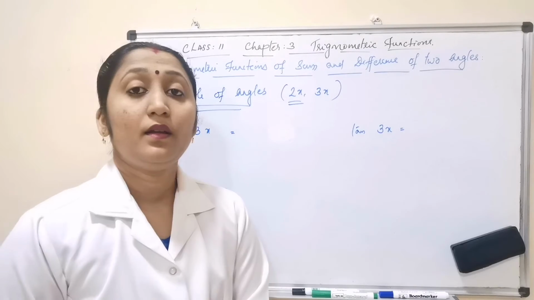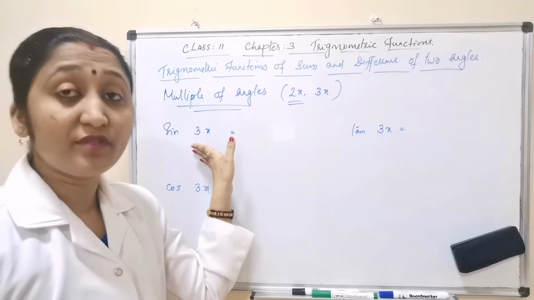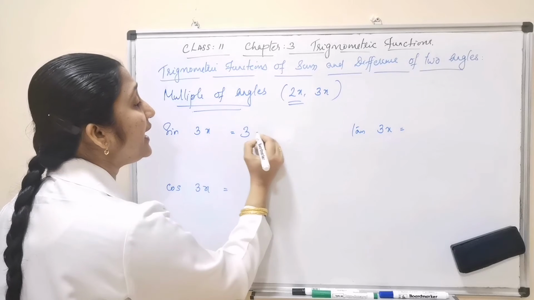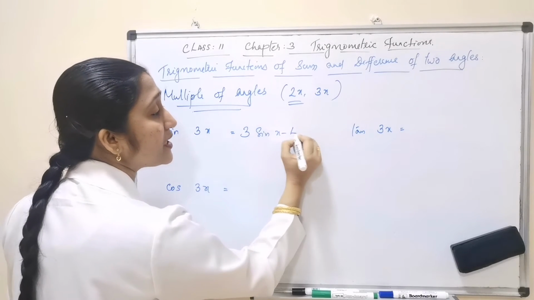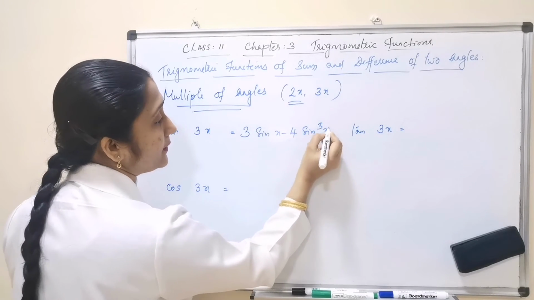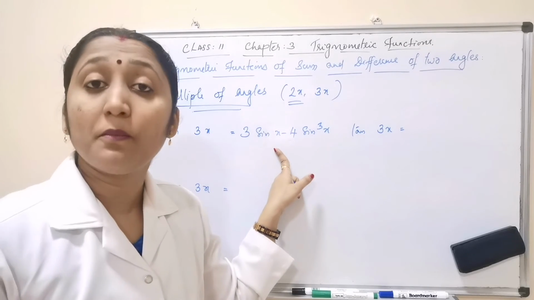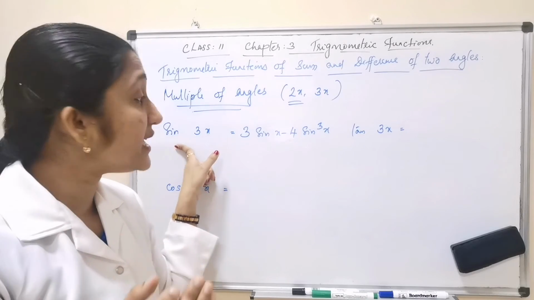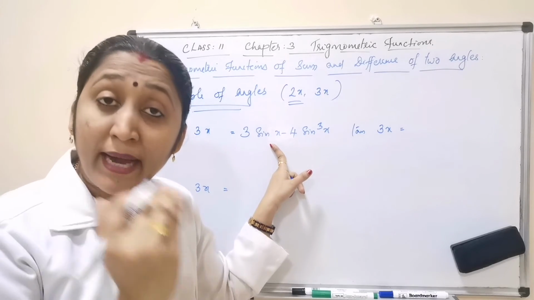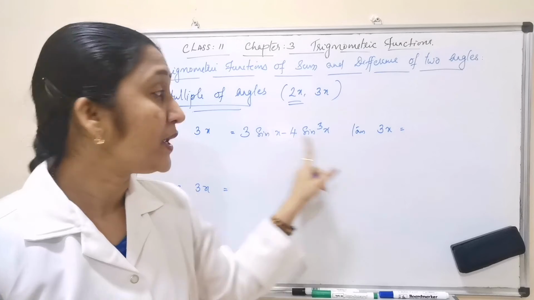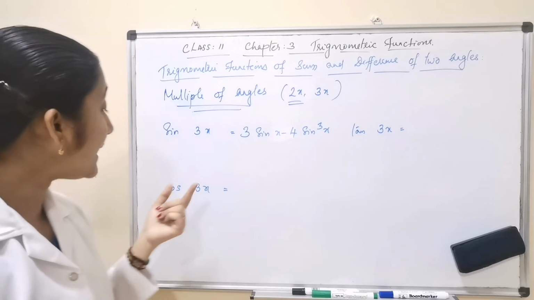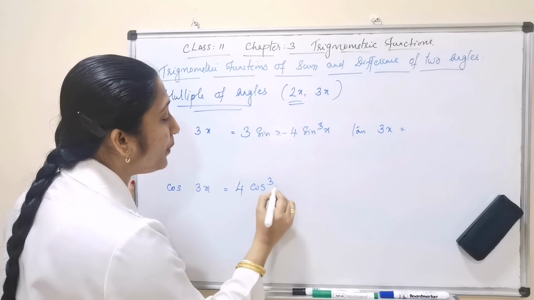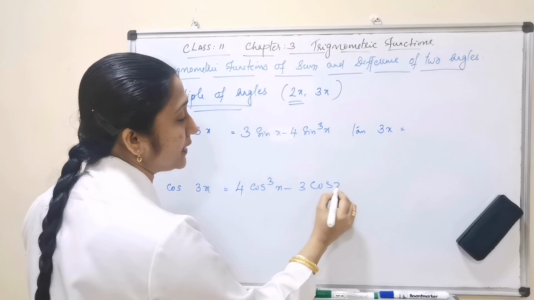It is very easy. In the multiples of 3, sin 3x means 3 sin x minus 4 sin cube x. So sin 3x means 3 sin x minus 4 sin cube x. This is the sin 3x. Next, cos 3x is equal to 4 cos cube x minus 3 cos x.